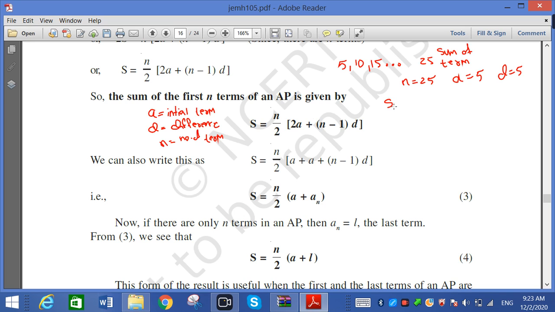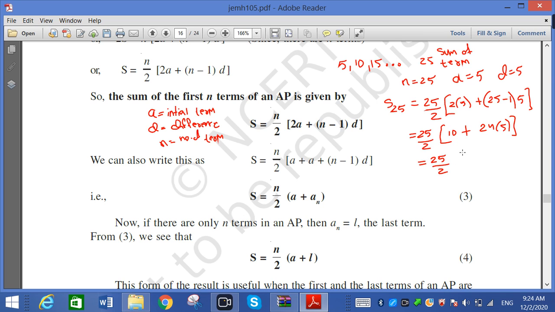So S25 is equal to n by 2, 25 by 2, into 2a, 2 into a means 2 into 5, plus n minus 1, that is 25 minus 1, into d, which is 5. So 25 by 2, 2 fives are 10, 25 minus 1 is 24, into 5. That is 25 by 2, 10 plus, 24 fives are 120. So 120 plus 10, that is 130.